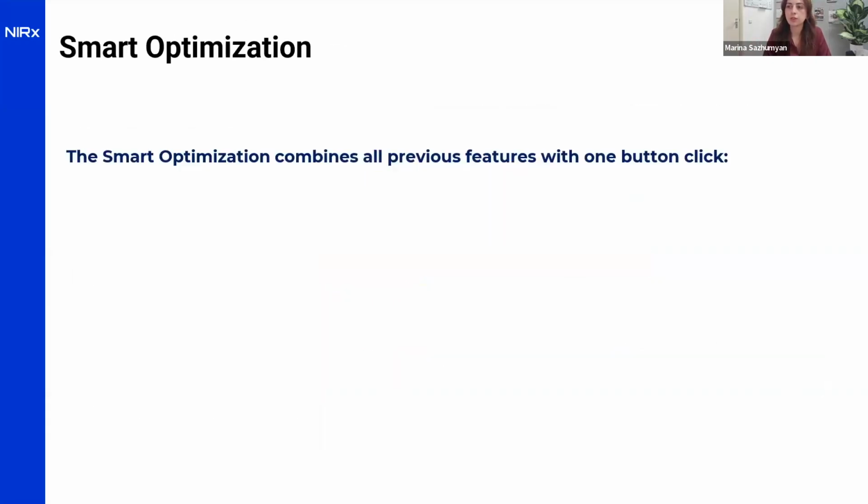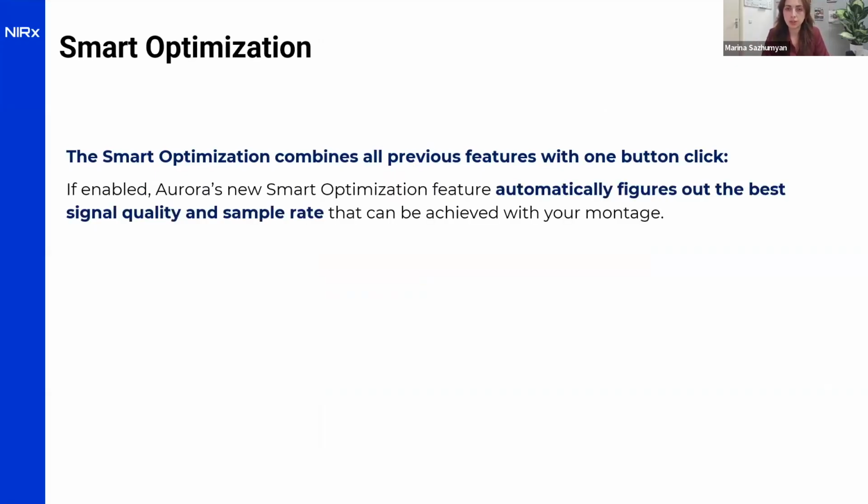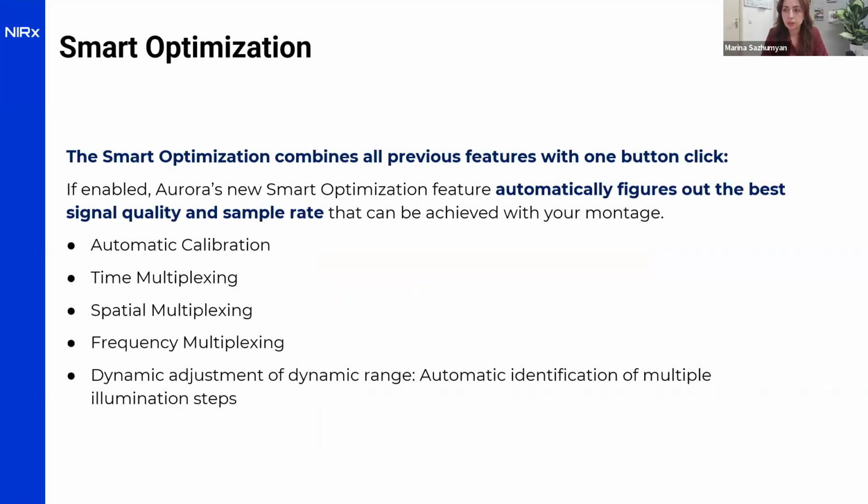Finally, there is also the feature of smart optimization. The idea of this is to combine all the features into one. So this is like the quicker approach when you are not sure how to set your MLI and EFE features. It combines all the features such as time multiplexing and frequency multiplexing, and adjusts for a more optimized dynamic range.